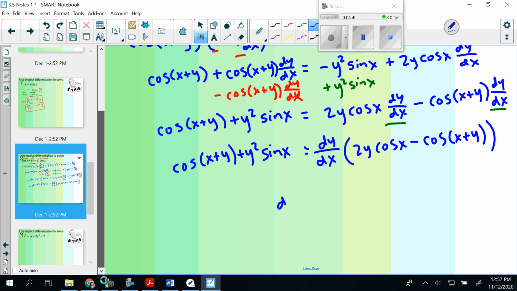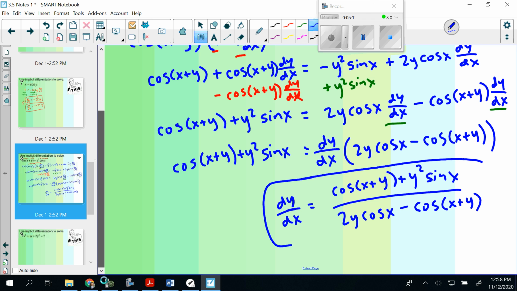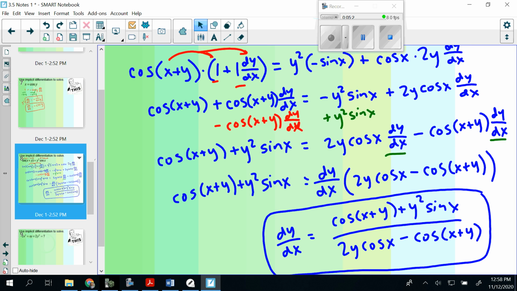So dy dx, or our derivative, is equal to cosine of x plus y squared sine x, all this stuff on the left side, divided by all this stuff, and that would be our answer. So this ends up being our derivative. You can see when you start having to involve some of those rules, your answers do get a little more complicated sometimes.